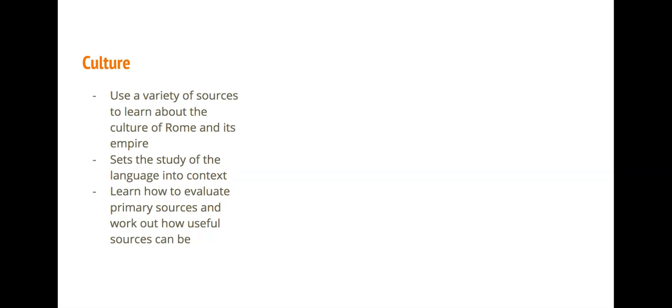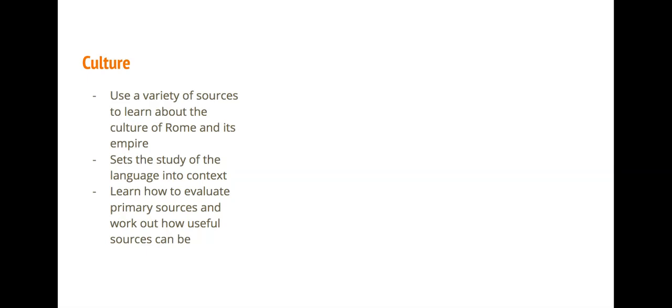The final section is looking at Roman culture. And what we would do here is we'd use a variety of sources, both literary and archaeological, to learn about the culture of Rome and its empire. Now, what that does is it really sets the study of the language into context. We're not just studying Latin against no background at all. We're looking at the actual background of the Roman Empire and how the language was used and why it was used in that way as well.